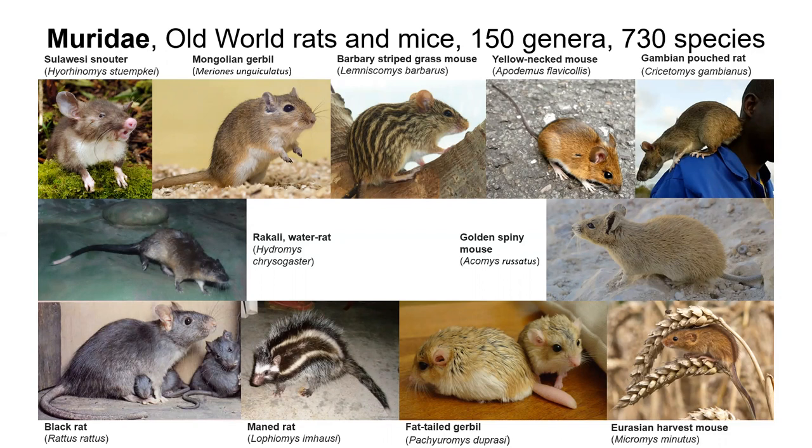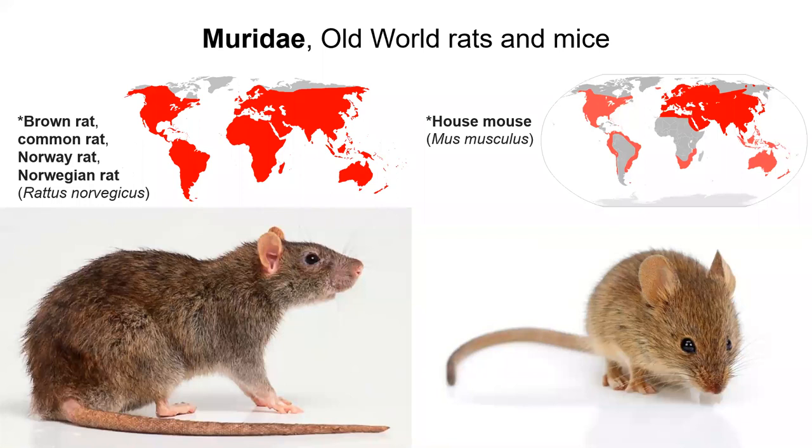There are some native mice and rat species to Australia, including the water rat, the kind of center left. That aquatic rat right there is native to Australia. There are also things like spiny mice, which have kind of coarse hair. And gerbils are mice, but fancy mice for pets. What you're probably most familiar with in this family, though, are the brown rat and the house mouse. And these are two that we are going to learn for this class.